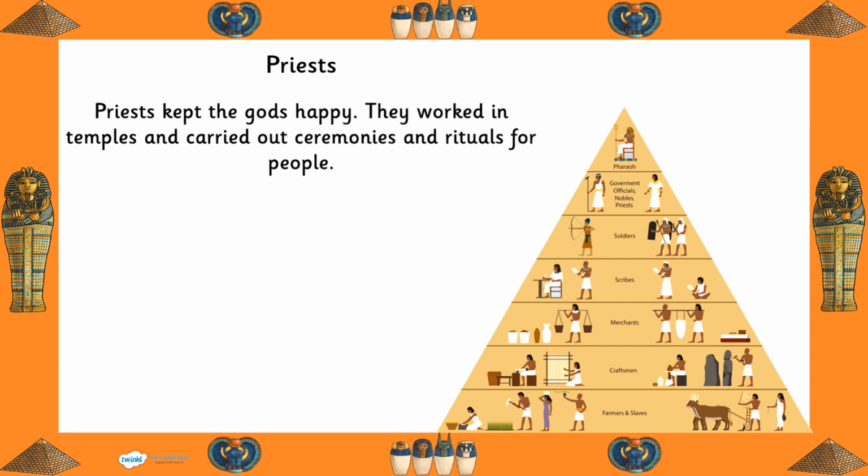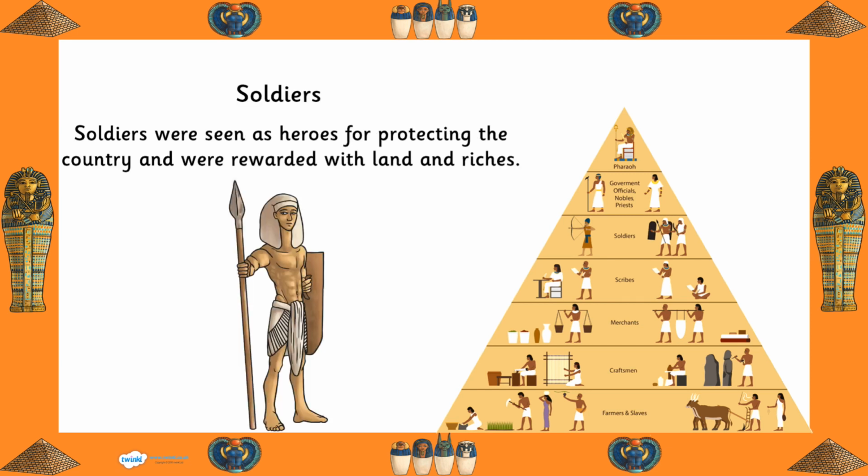So if we have a little think about today, do you think that priests and those people who are in charge of the various religions, do you think that they would be as high up in society as the Egyptians had them? Or do you think they might be a bit lower? Do you think they might be even higher? Do you think that they might help rule a country? What do you think? Underneath those, on the next level, we've got soldiers.